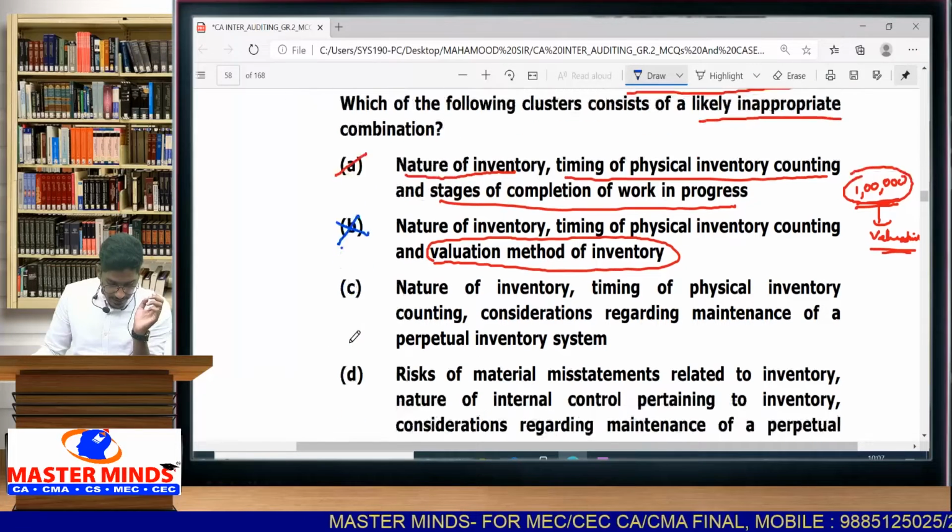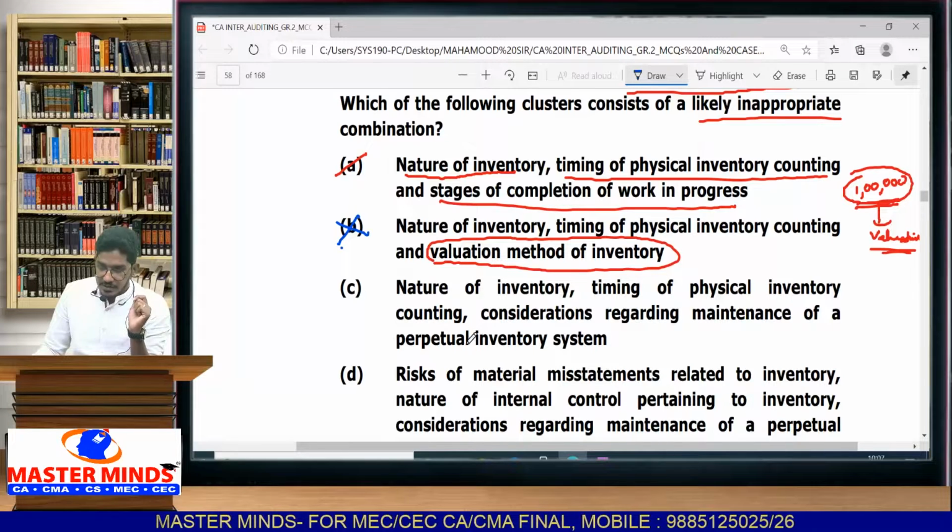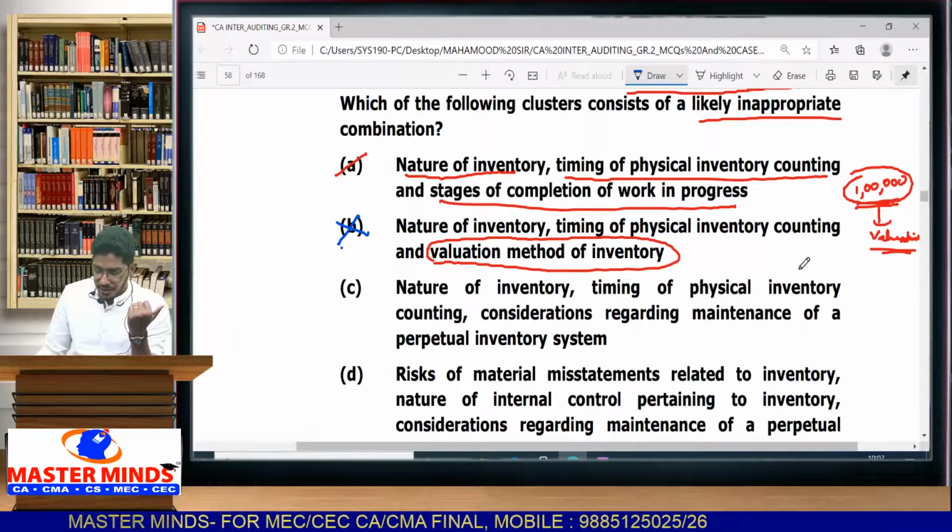So C and D also let us read. So the answer, I think B is the correct answer. Let us see option C and D also. C option, nature of inventory we will consider. Timing of physical inventory counting, this also we consider.